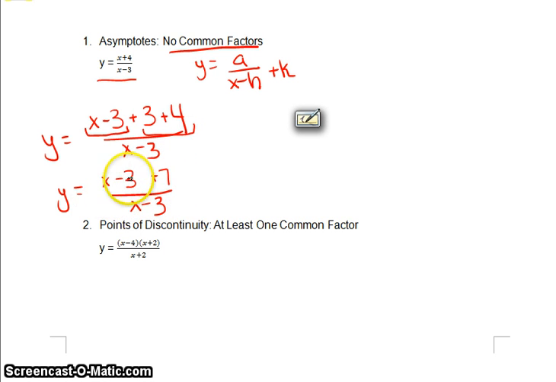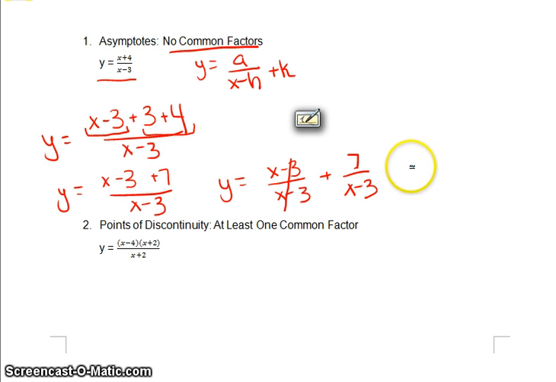Then we'll split up our fraction, so we can do that with the numerators. So we have y is equal to x minus 3 over x minus 3, plus 7 over x minus 3. Then from there, we'll cancel out. Those two divide to be 1, and we can reorder it at the same time. So what we'll have is 7 over x minus 3, and x minus 3 divided by x minus 3 is just equal to 1.